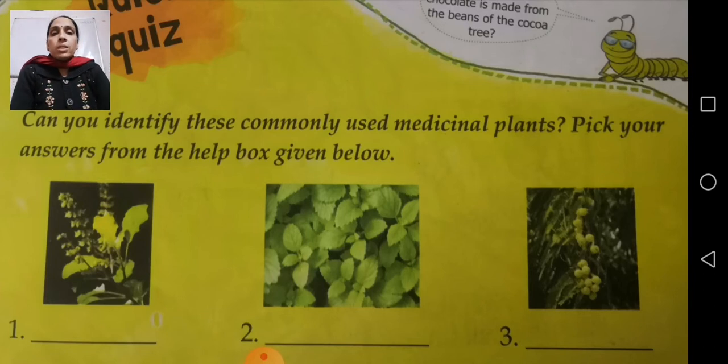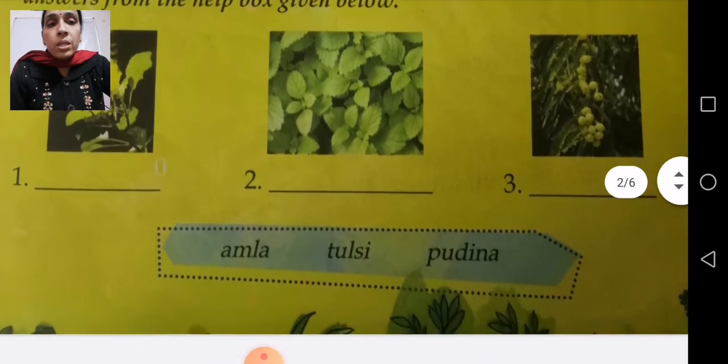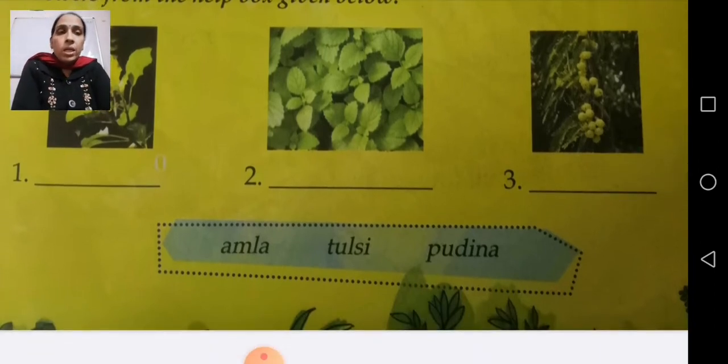So what is the answer to the first one that you can tell? That is tulsi. Number 2 is pudina, and number 3 is amla. So these three plants are there.